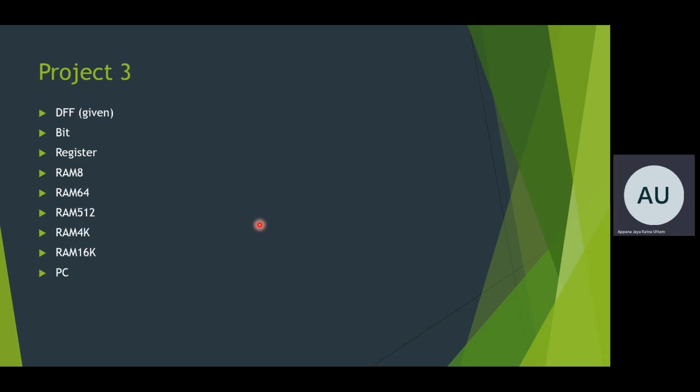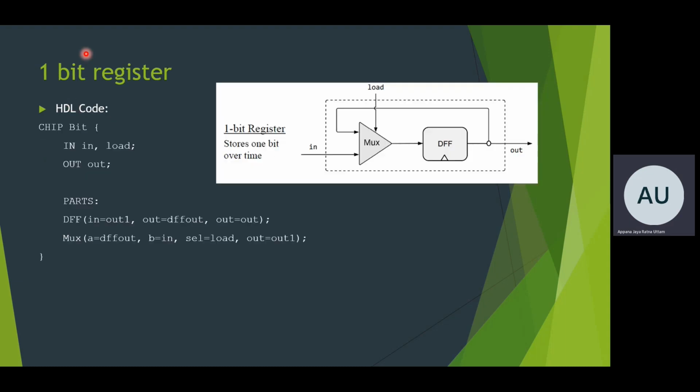So in project 3, we can find different chips made here. First, they gave the basic flip-flop, the data flip-flop, and based on that, we can make the other chips in this project. We can find bit and register, RAM 8, RAM 64, RAM 512, RAM 4K, RAM 16K, and a program counter. These chips are built in project 3. So first, let's go to the first chip which is made.